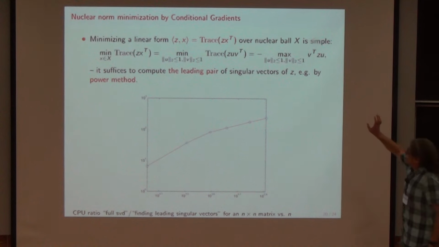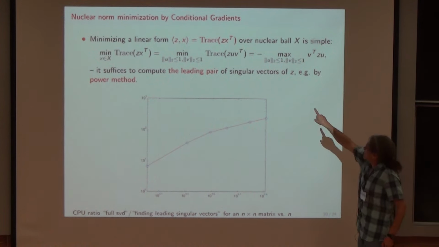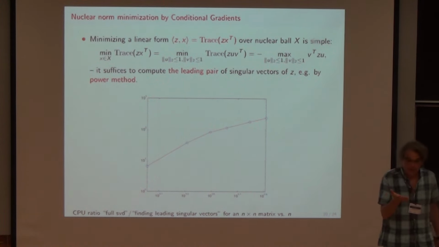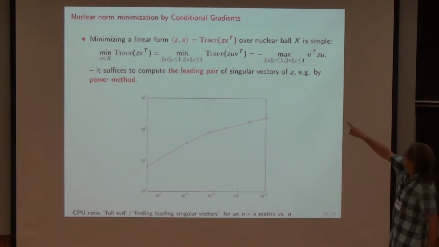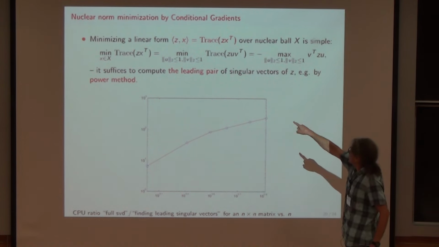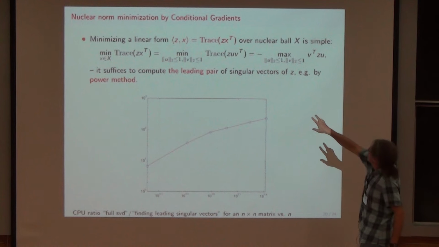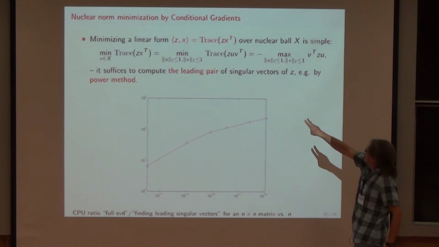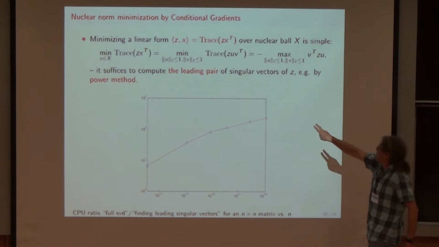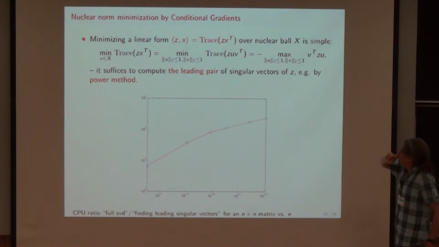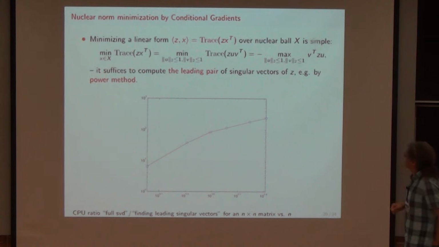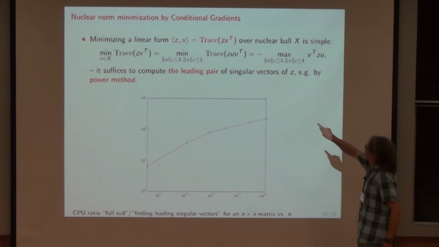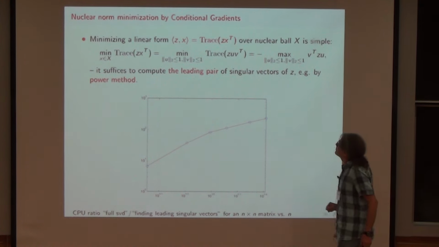Look, when we want to minimize the linear function, what is the linear function of the matrix? It's just the trace. There we have matrix Z, and we want to minimize the scalar product of Z and X on the ball of nuclear norm bounded by 1.